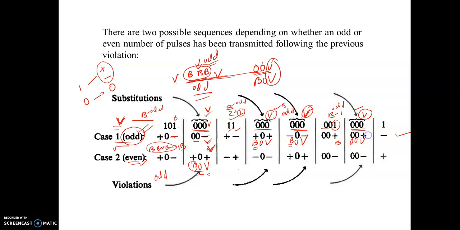V means violation. Previous was positive, so this will again be positive. Then the next 1. For 1, you check the previous pulse sign. The previous pulse is positive, so it will be negative. So this is how you get the code for case 1.